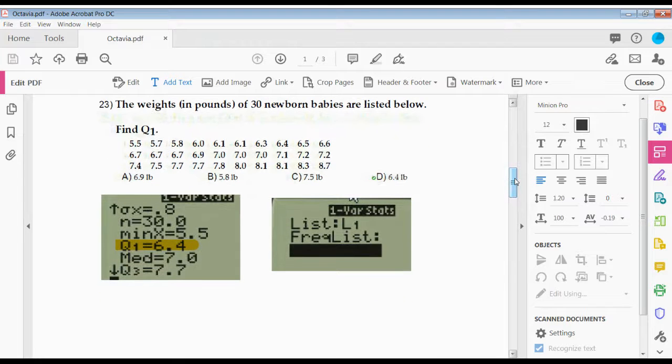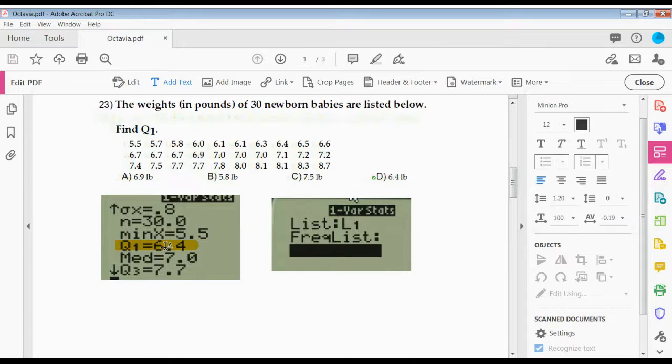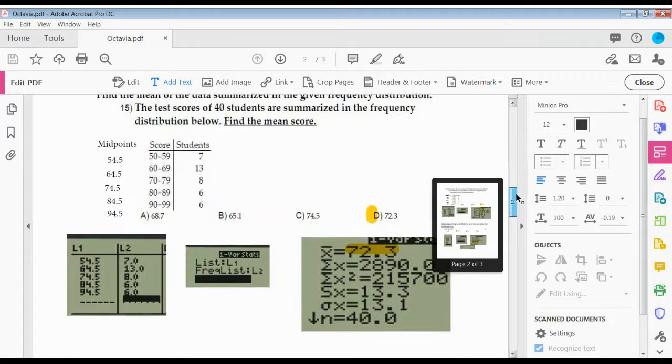Find quartile 1. All I did was put these numbers into list 1. I went to stat, calculate, one variable stat. I told the calculator my values were in list 1, and I scrolled down, and it told me what my minimum value was, and there it is. It tells me what quartile 1 is. Easy enough. There are other ways of doing it, but the fastest, easiest way is to put the numbers into a list. You go to stat, calculate one variable stat. Your numbers are in list 1, and it tells you what quartile 1 is, 6.4, letter D.